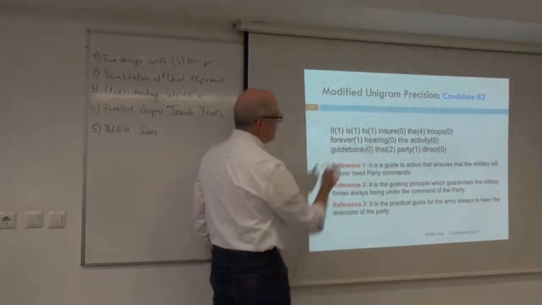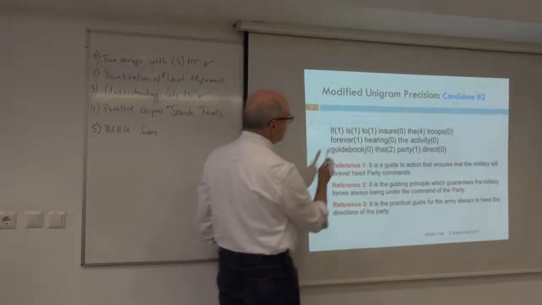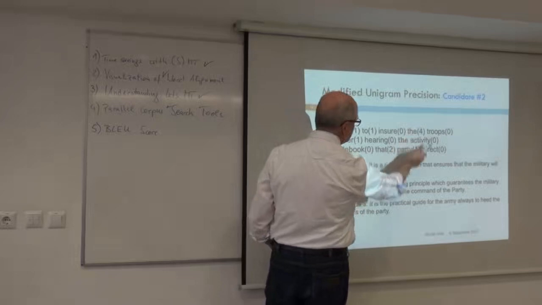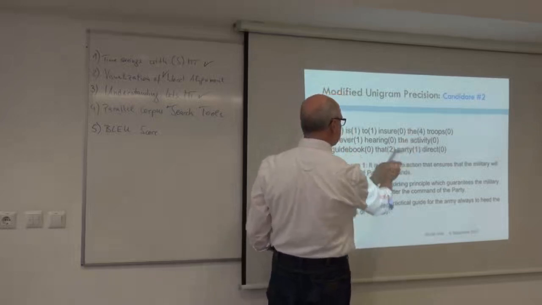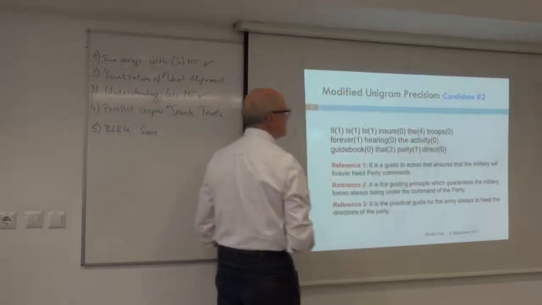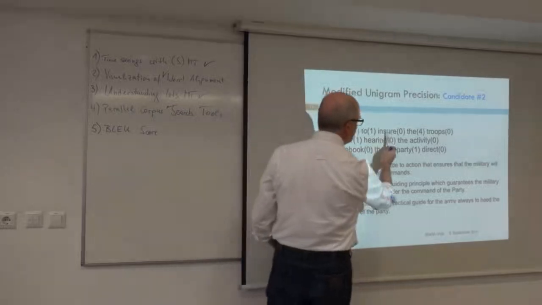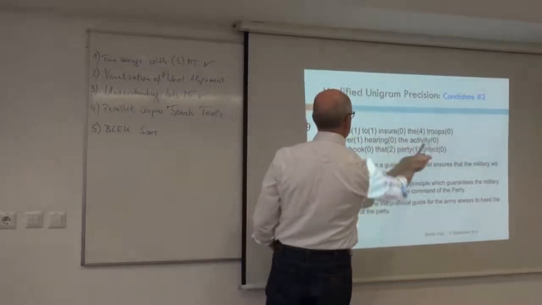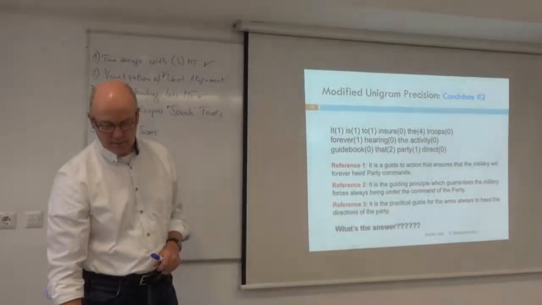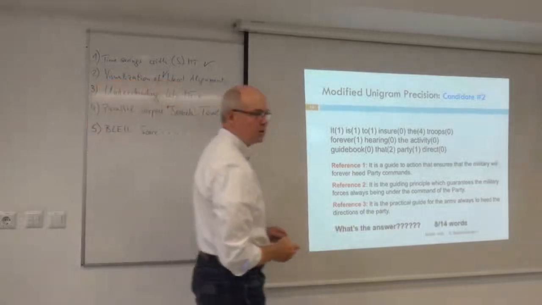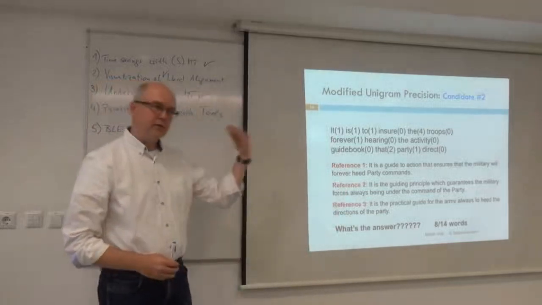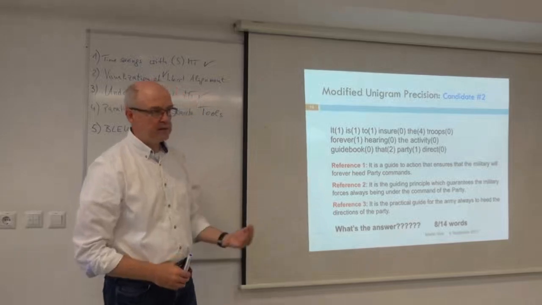Which of these words occurs in any of the reference translations? Well, all the ones that are marked with a 1 or a 4 here, the word the occurs 4 times, that occurs twice, and so on. So of all these words in our sentence, ensure, troops, activity, hearing, and direct and guidebook, none of those occurs in any of the reference translations. So the answer is only 8 out of 14 words occur in any of the reference translations. So the first machine translation is a lot better than the second one.